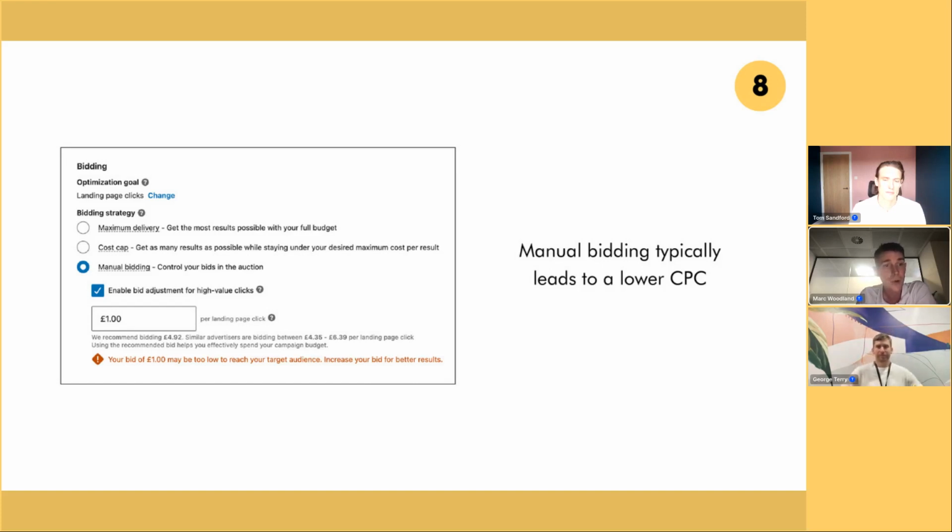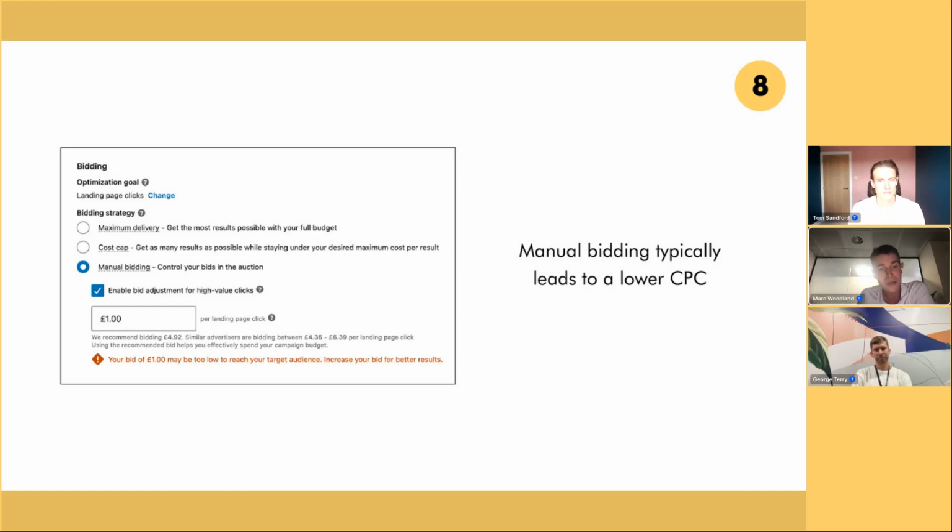So what I do is I select manual bidding. I will type in a low amount as my manual bid to find the floor. And what will come up is this red warning message here to say that your bid may be too low. So I'll increase it to say £1.50, then to £2 until this warning disappears. Then I know that's my floor.